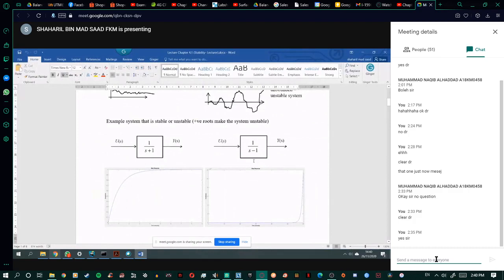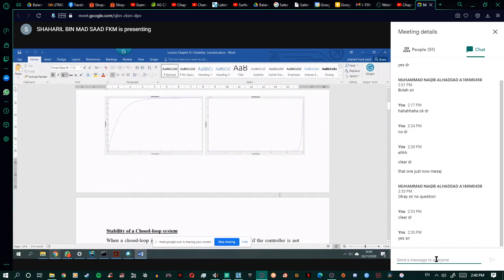That means when you get a root on the other side, it will make your system unstable, right? So there is no boundary. This one is no boundary here.